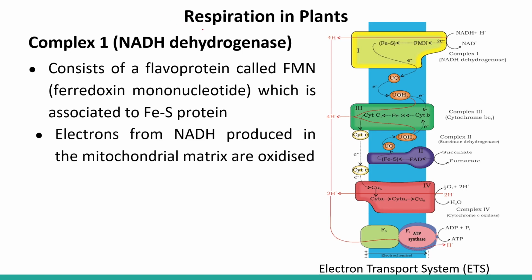So the first complex is NADH dehydrogenase. What is NADH dehydrogenase? It consists of a flavoprotein called FMN, flavin mononucleotide, which is associated with the iron sulfur protein. So what happens at complex 1? Electrons from the reduced coenzyme NADH, which is produced in the mitochondrial matrix during the Krebs cycle.